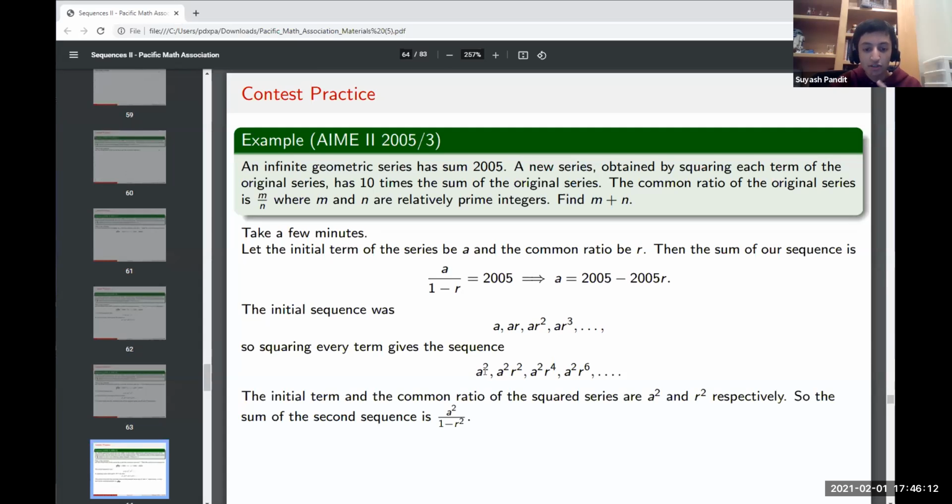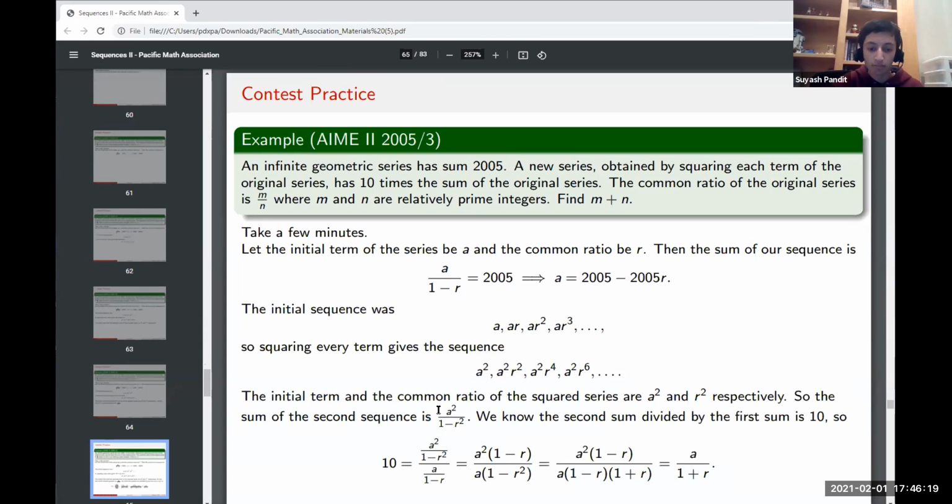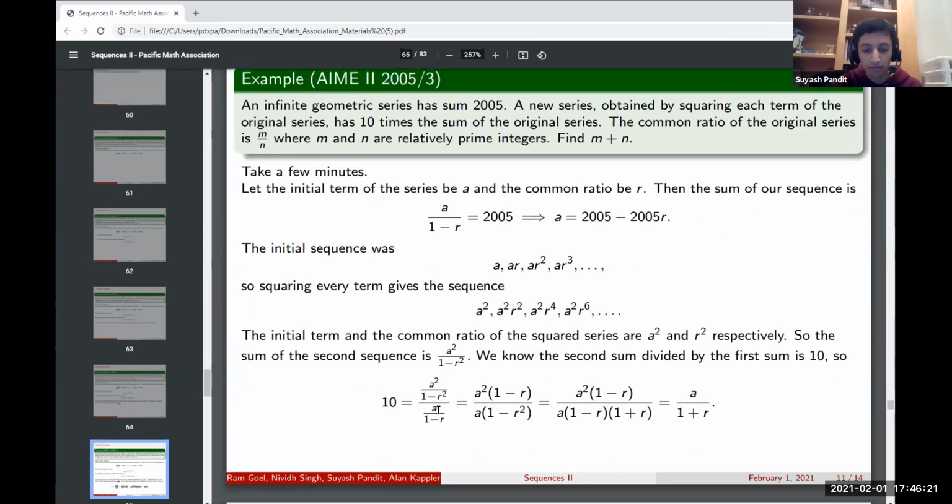So we get this new equation. The sum is A squared over 1 minus R squared, again applying our formula, and that's equal to 10 times 2005. Since it says 10 times the original series, that's a big clue that we can do A squared over 1 minus R squared equals 10 times A over 1 minus R.